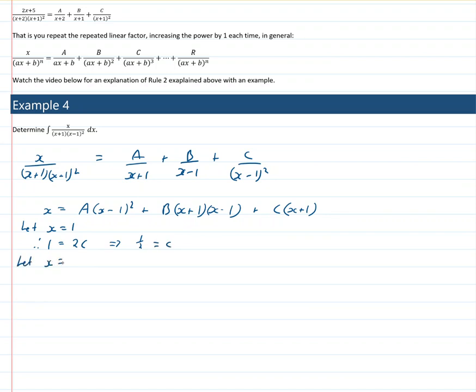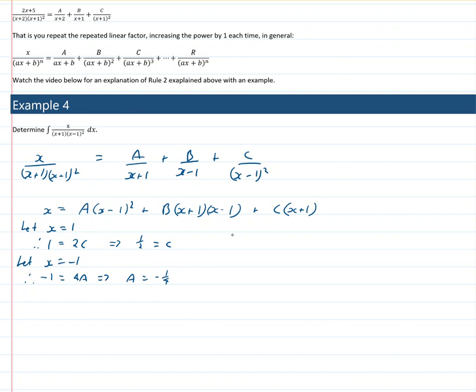We'll do that again. If we let x equal negative 1, well, we're going to have negative 1 on the left-hand side of the equation in here. C is going to cancel out and B is going to cancel out because we're going to have 0 for these linear factors. And we're going to have negative 1 take 1, which is 2, and that's going to give us 4A. All right, so A is going to be equal to negative 1/4.